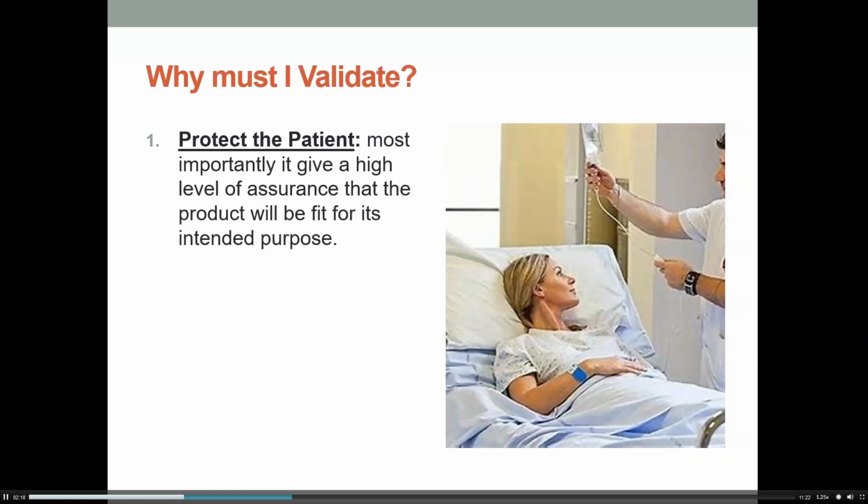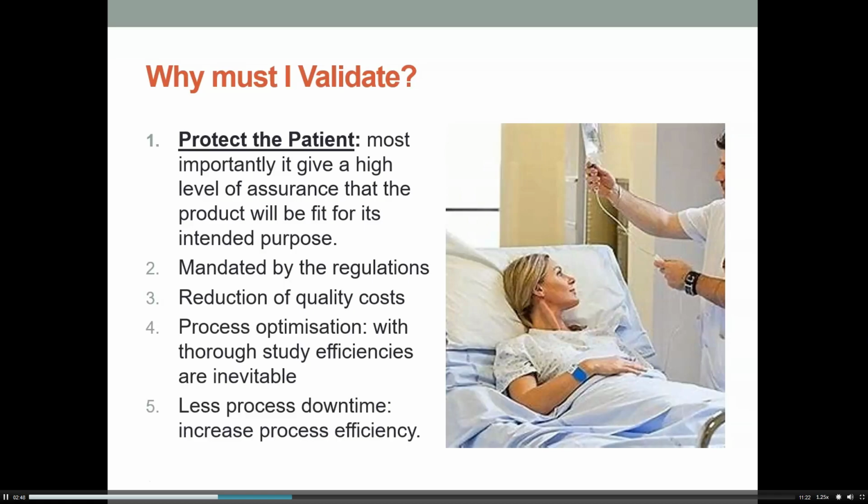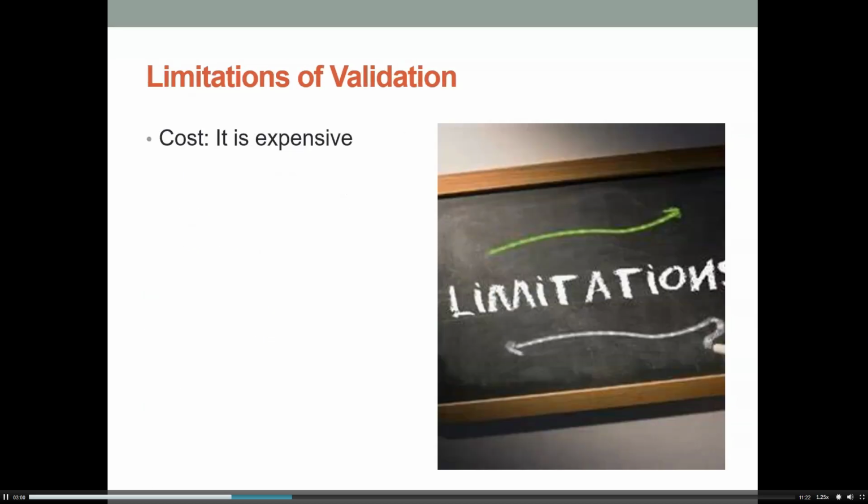Why must I validate? Well, the number one reason that we validate is to protect the patient. Most importantly, it gives a high level of assurance that the product will be fit for its intended use. Number two, it's mandated by the regulations. Number three, it helps to reduce the cost of quality, because when you go through the validation cycle, you get more product knowledge and more process knowledge, so you know more about your system and how it's working, and that leads to less downtimes overall. So the process optimization, through the studies that you do, you're going to inevitably end up having efficiencies, and less processing downtime increases your process efficiency, increases your process knowledge, so it's a win-win for everybody.